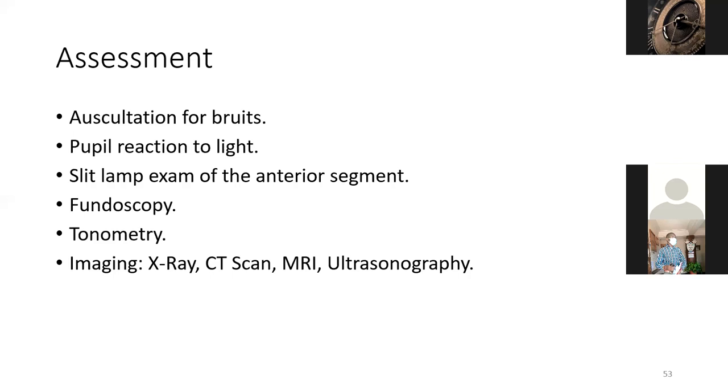Further assessment may need auscultation for a bruit, especially when there has been an arteriovenous connection, like in the case of a carotid cavernous fistula. Also, it is important to examine the pupil reactions to light. They can give an indication whether there has been damage to the optic nerve or to any of the other nerves. A slit lamp examination can be used to examine the anterior segment, and even the posterior segment with a special lens. Tonometry is measuring of intraocular pressure, because many injuries are accompanied by high intraocular pressure. Then you can use those modalities when necessary: X-ray, CT scan, MRI, or ultrasound.